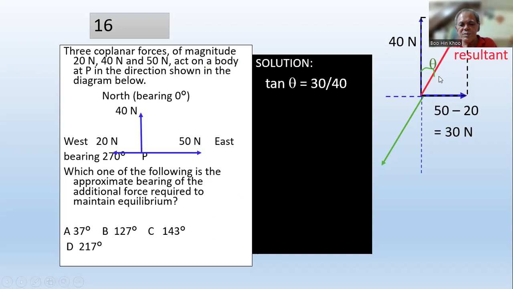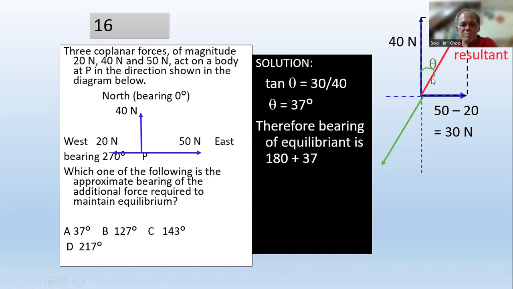So for the solution, you have to find this angle. This is 40. This is the opposite side of the rectangle, so this is also 30. So 37 degrees. So bearing, okay, we are interested in this direction. So this one is theta. Vertically opposite is also theta of 37. So it's 180 plus 37.